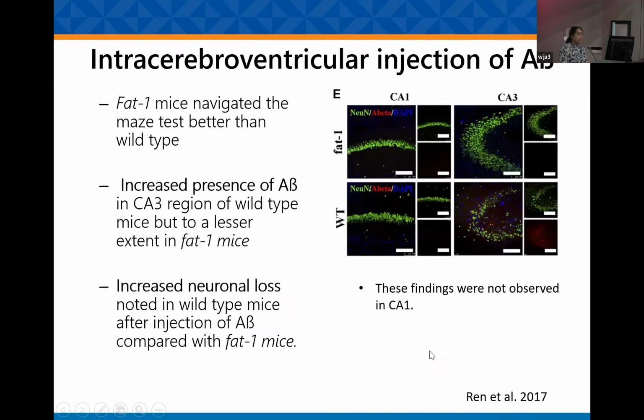Next, they did an intracerebroventricular injection of amyloid beta. And the transgenic FAT1 mice navigated maze tests better than wild type. So they seem to have more preserved spatial and memory abilities. There was an increased presence of amyloid beta in the CA3 region of wild type mice, but to a lesser extent in FAT1 mice. And there was increased neuronal loss noted in wild type mice after injection of amyloid beta compared with FAT1 mice. So it appears that having the omega-3 unsaturated fats present was protective.